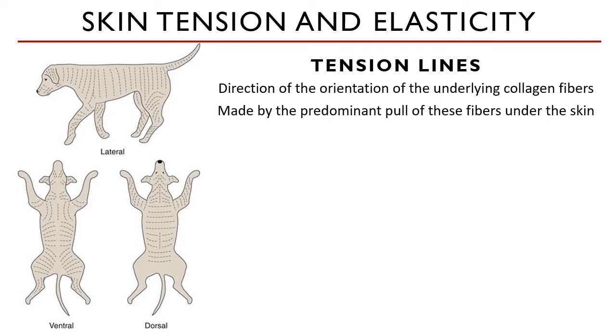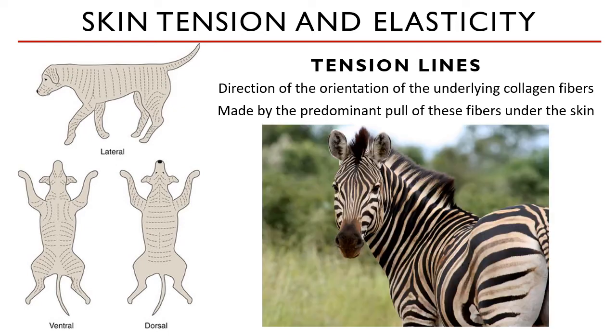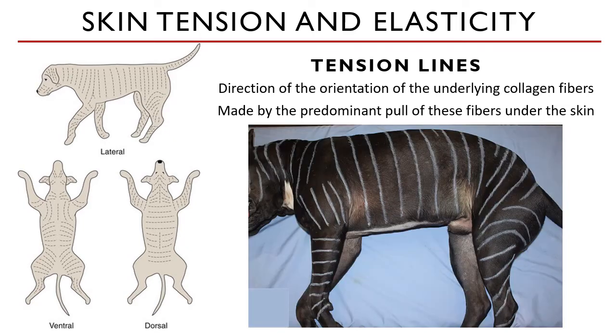In the image on the left side of the screen, you can see the orientation of these lines in every part of a dog's body, may it be on the dorsal or ventral side. Imagine the direction of the stripes of a zebra. These show the direction of lines of tension. It is visualized also in this image of a dog with tension lines drawn with white markers.